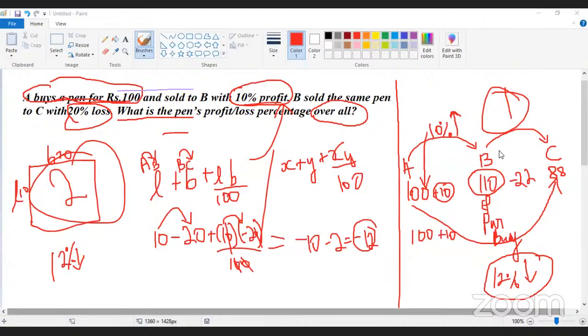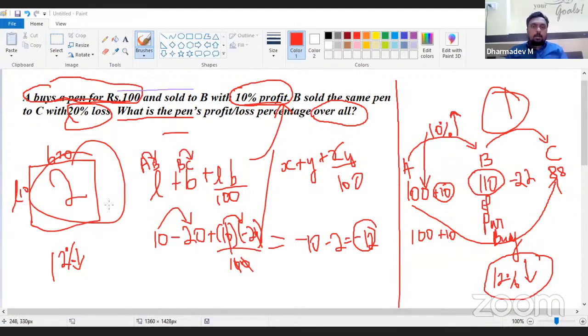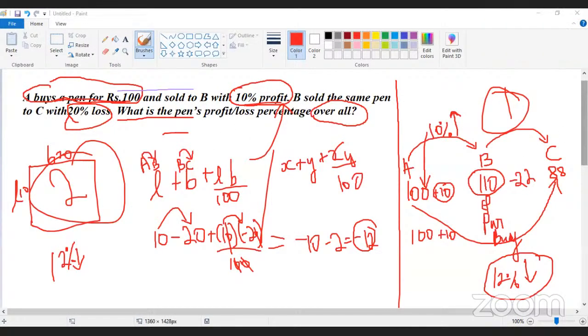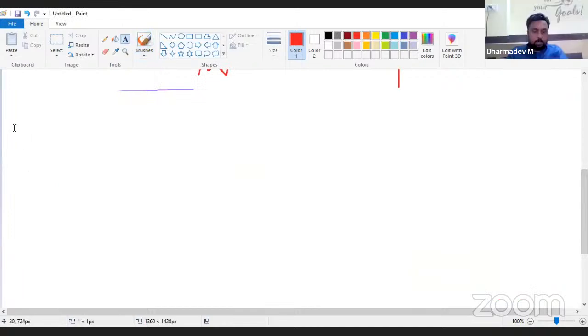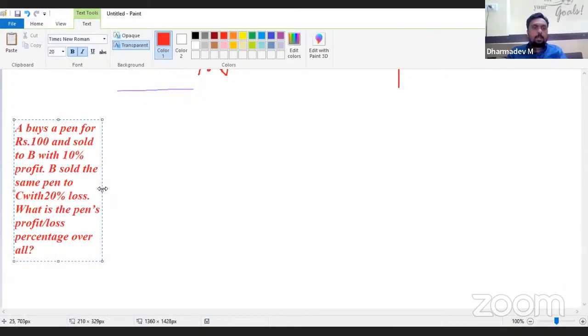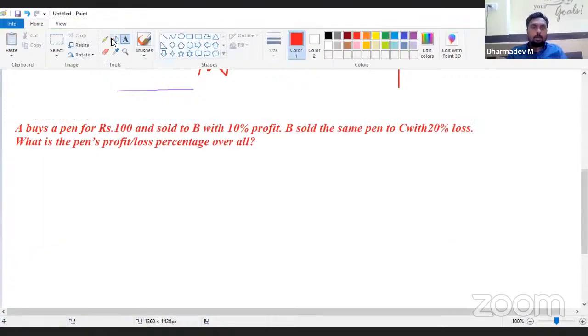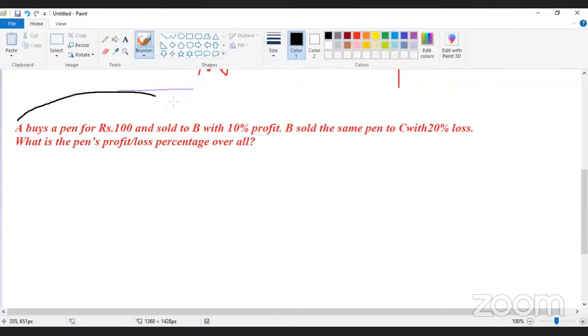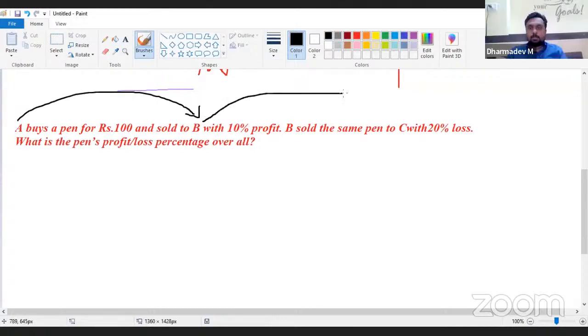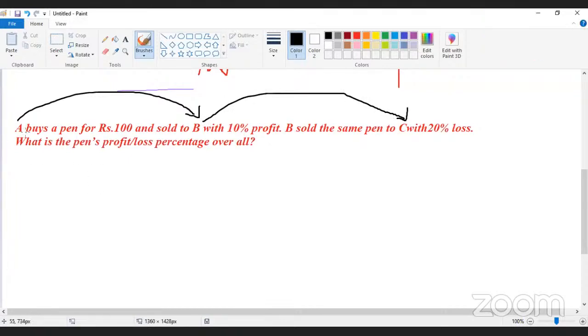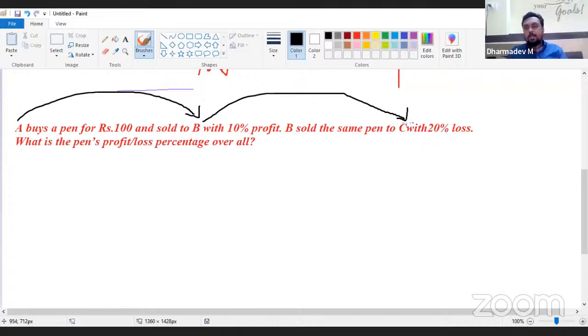I got the concept, but the question is very difficult for me. Okay. See, it's only about understanding how many people are there in the question and what they are doing. Okay. A is selling it to B, and B is selling it to C. This is the transition that is happening. A wants to sell it to B, B wants to sell it to C.